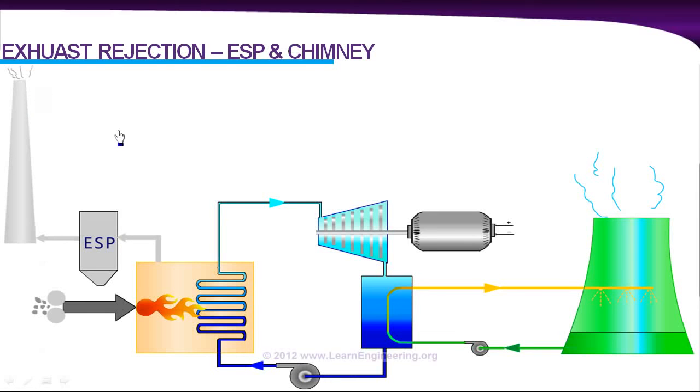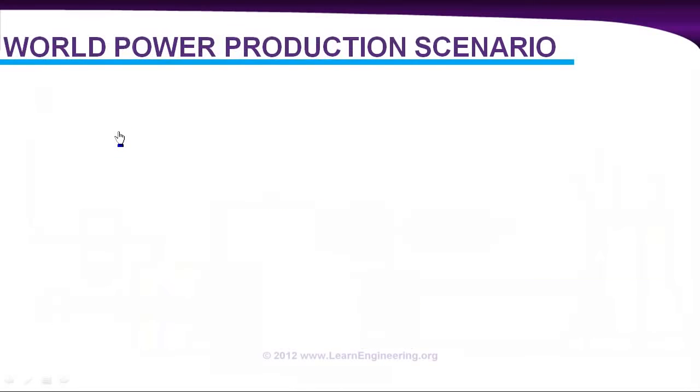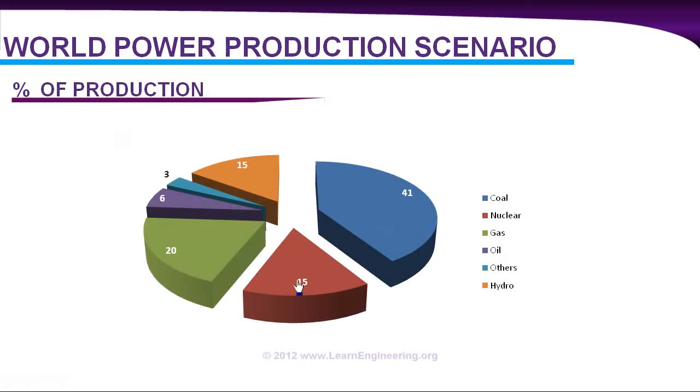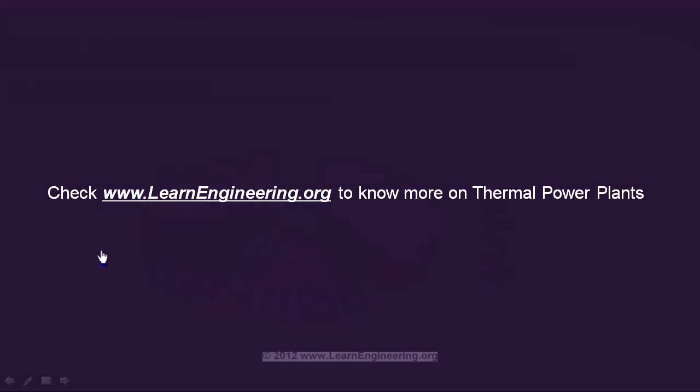Before winding up the lecture, we will have a look at current world power production scenario. You can see coal and nuclear combinedly produce almost half of world's power. And both comes under thermal power plant because working fluid of both are steam. Hope you got a logical introduction to working of thermal power plants.